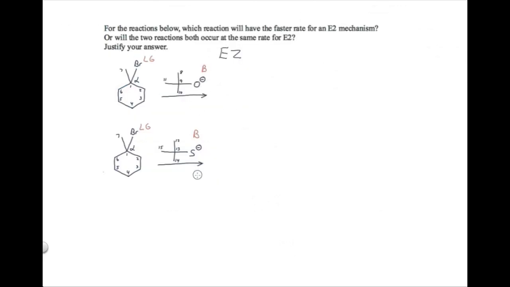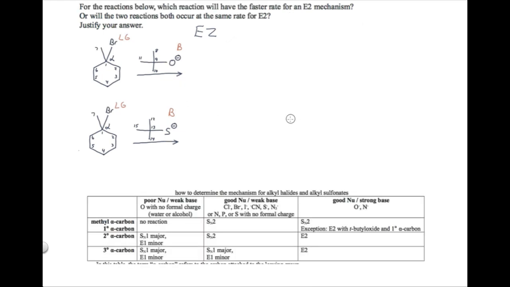So which of these is the stronger base, O- or S-? Well, you will know the answer to that if you have this table memorized. Here's O-, in the right-hand column of the table, and here's S minus in the middle column of the table. So the table tells us that O minus is a strong base. O minus is a strong base, but the table tells us that S minus in the middle column is a weak base. This table tells us that S minus is a weak base.